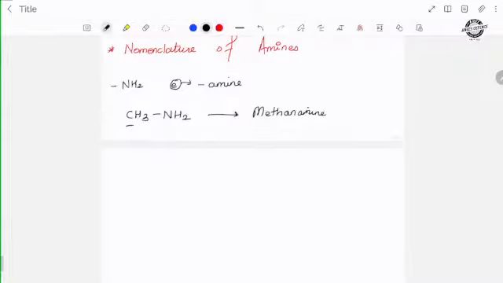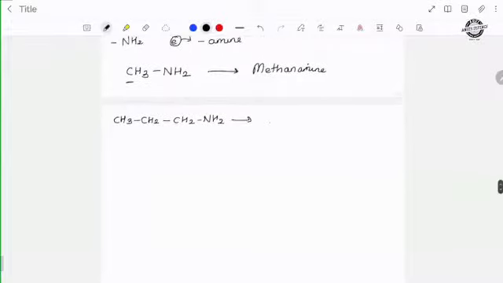Next is CH3CH2CH2NH2. So this is meth, eth, prop. Everything is single bond, so that becomes propanamine. Wait a sec, I wrote the wrong spelling. So that becomes propanamine.